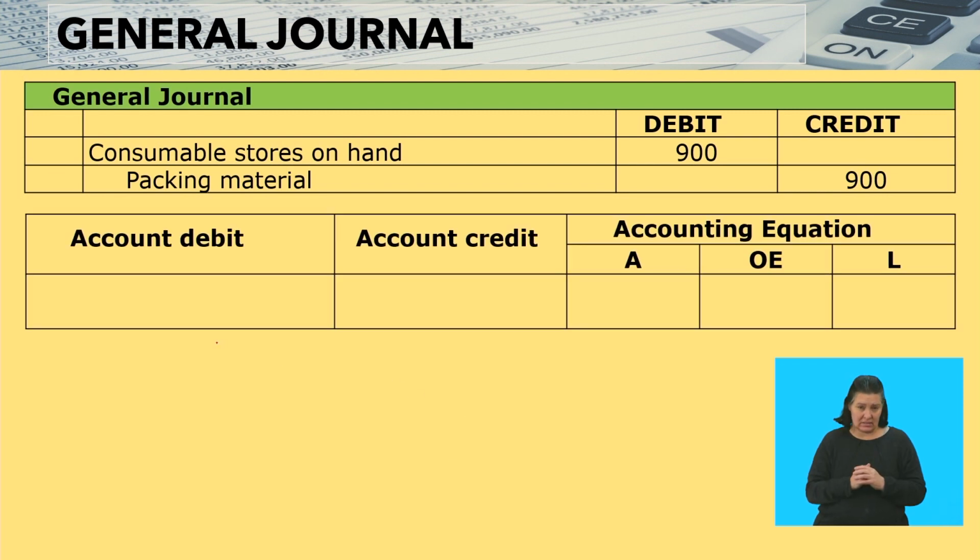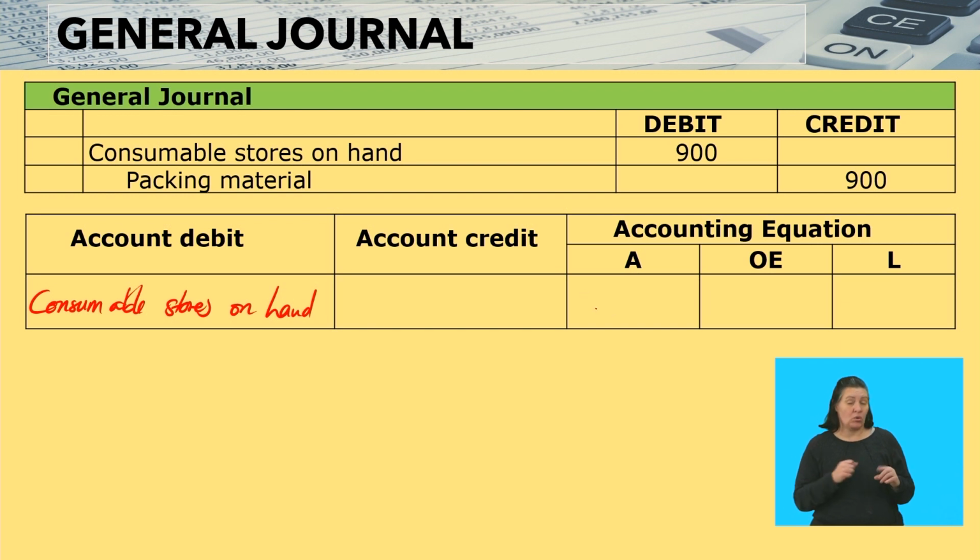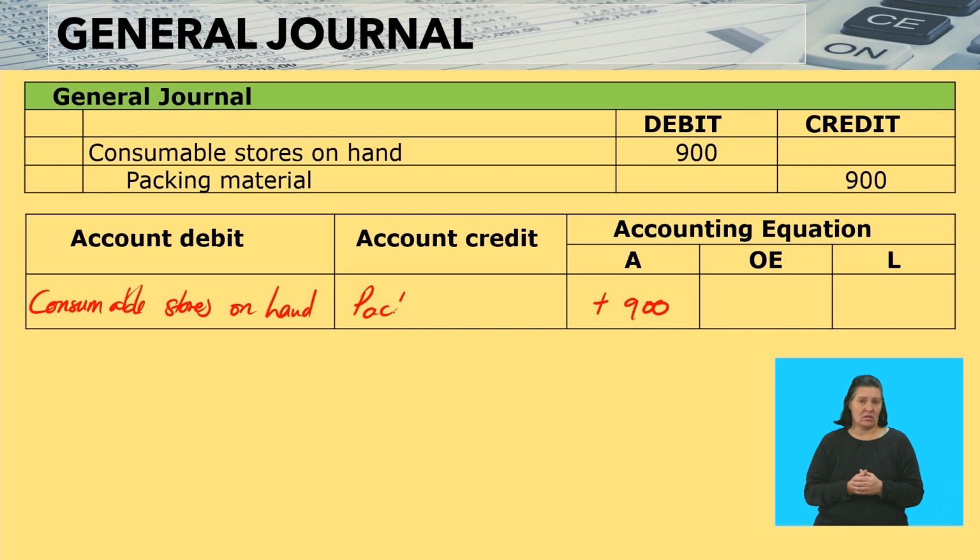After the general ledger, therefore, we must do the accounting equation. In the accounting equation, we will debit our consumable stores on hand. And when we debit consumable stores on hand, remember, an asset, so I'll come here 900. And then I'll credit my packing material. Crediting packing material, which is an expense, is decreasing an expense. Once you decrease an expense, on owner's equity, it's going to be plus 900. And this will not have an effect on my liabilities.